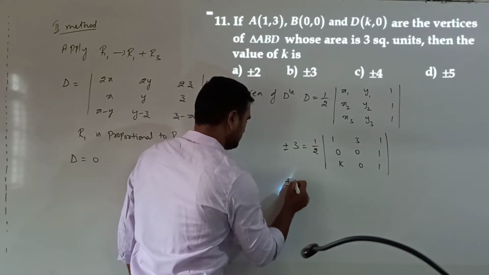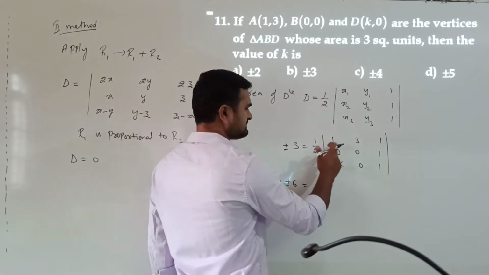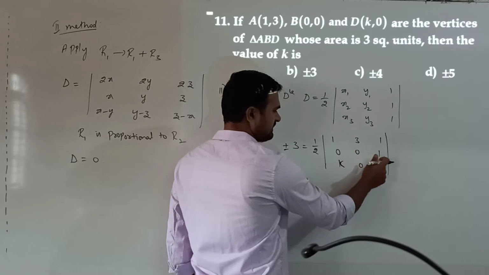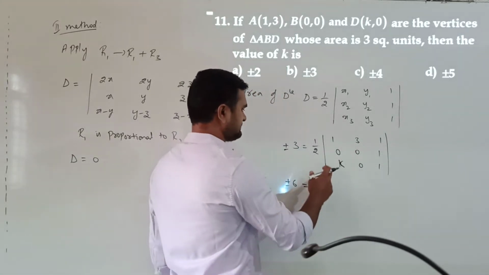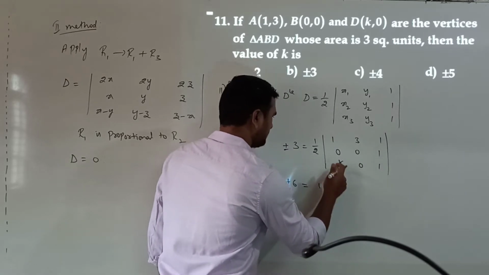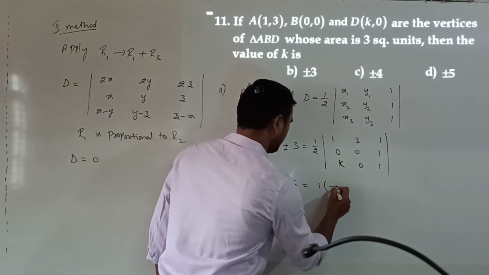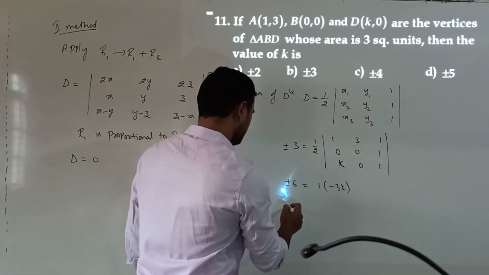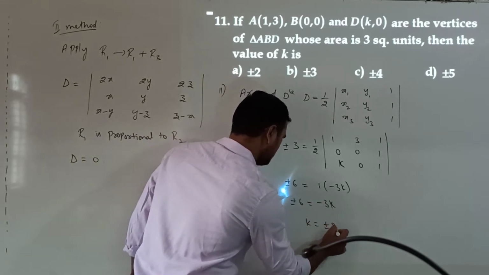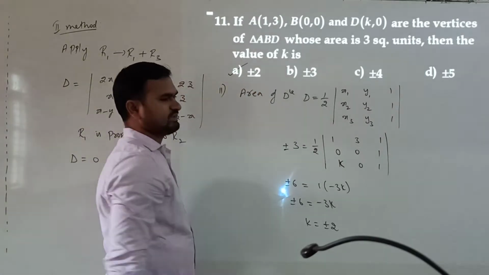So plus or minus 6 is equal to the expanded determinant. I'll expand along the second row because here we have more zeros. Expanding along the second row, 0, 0, 1 into, deleting the row and column, we have 0 minus 3k. So plus or minus 6 is minus 3k. So k will be plus or minus 2. Okay, so the given answer is plus or minus 2.